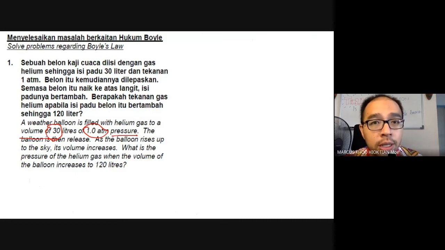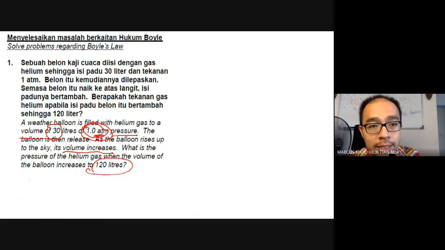You just have to make sure that the units you're using in the formula are the same unit. That's why it doesn't matter. You don't have to change it into a standard format. But only at the end, you need to make sure that you're using the correct unit. In this particular question, the pressure is in atmospheres, ATM. Then the balloon is released. As the balloon rises up to the sky, the volume increases. So what is the pressure of the helium gas when the balloon volume increases to 120 liters?